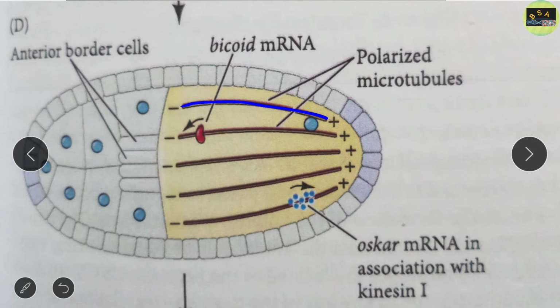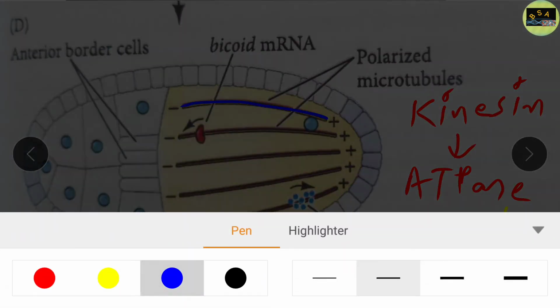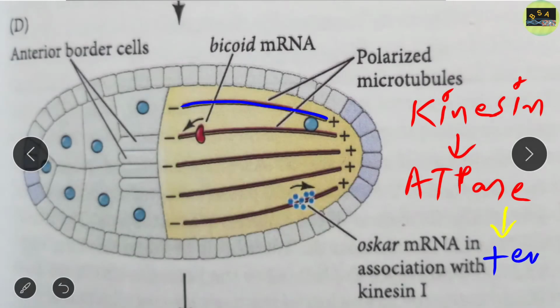The thing that I'm going to discuss is the protein kinesin. Kinesin is an ATPase, and from ATPase you know that it utilizes the energy of ATP to transport material to the plus end of the microtubule. So it basically transports the material to the plus end of the microtubule, that is the growing end.